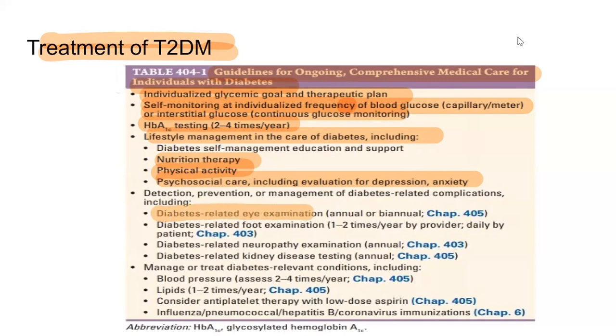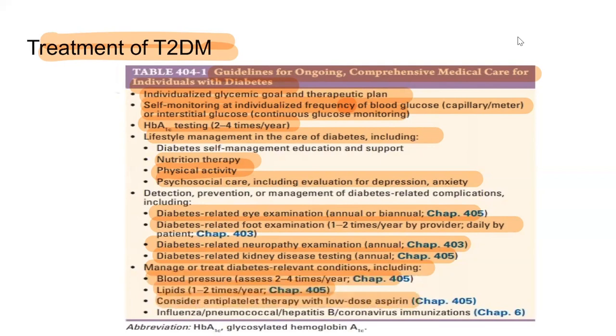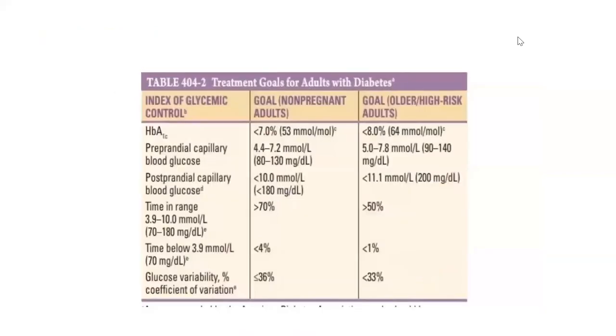So we should have diabetes related eye examination annually or biannually. Then we should have diabetes related foot examination 1 to 2 times per year. Then diabetes related neuropathy examination. And diabetes related kidney disease testing. Then the last part is to manage or treat diabetes relevant conditions, including blood pressure and lipids. Consider antiplatelet therapy with low dose aspirin in patients having high risk of coronary artery disease. And since diabetic patients are more prone to infections, influenza, pneumococcal, hepatitis B and coronavirus immunization should be done. So this is our comprehensive medical care for individuals with diabetes.